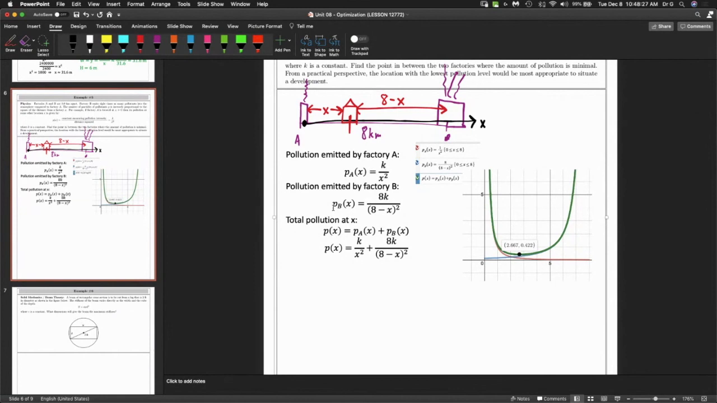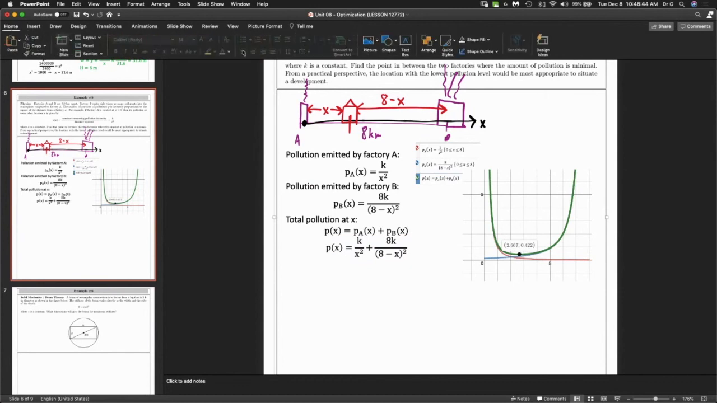Okay, so now the objective is for you to do step 2, which is to take the derivative of this and set it to 0. So this is our objective right here. This is what we're trying to maximize or minimize. In this case, we're minimizing. So let's hit a step 2 on this.